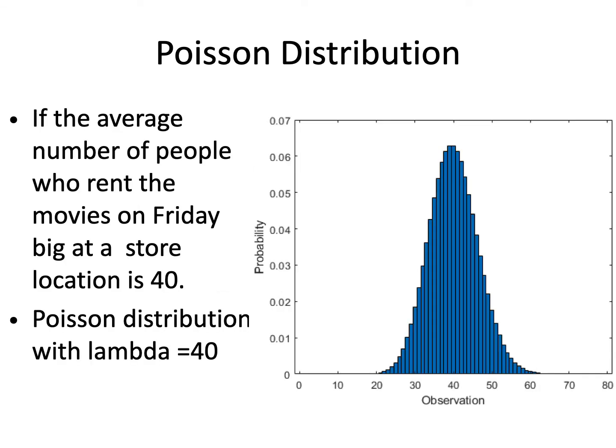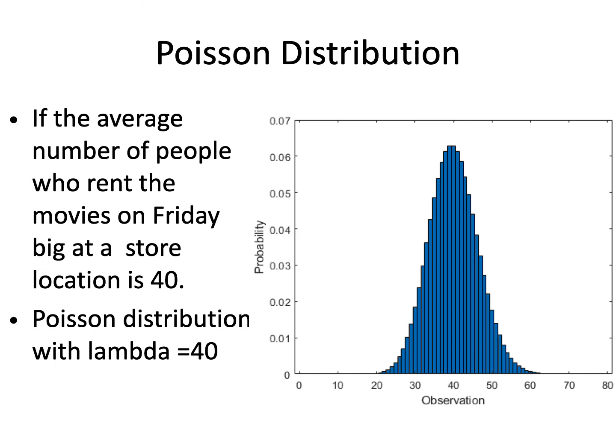And as we mentioned earlier, this Poisson distribution is used to estimate how likely it is that something will happen x number of times. So we have a simple example here. Suppose the average number of people who rent movies on a Friday night at a store location is 40, then the Poisson distribution can answer such questions as what is the probability that more than 60 people will rent the movie.